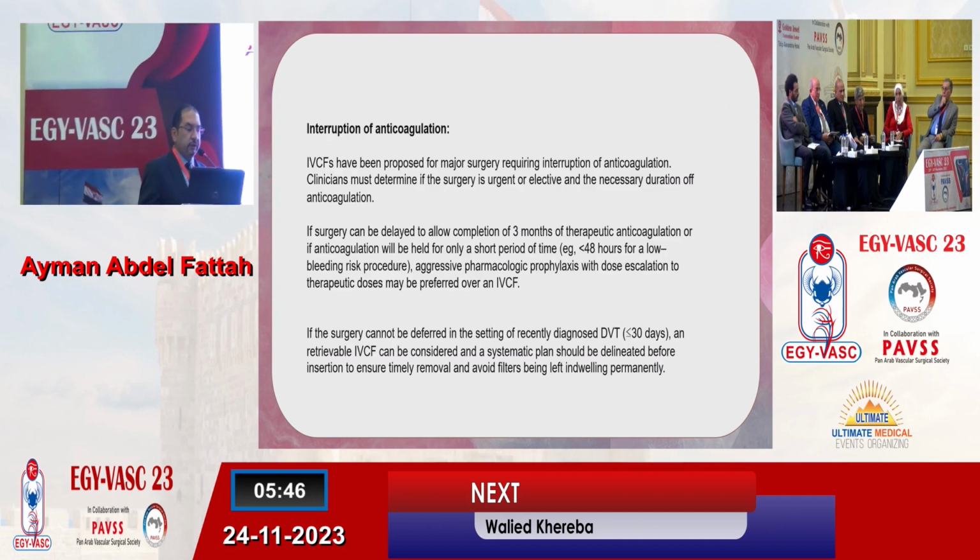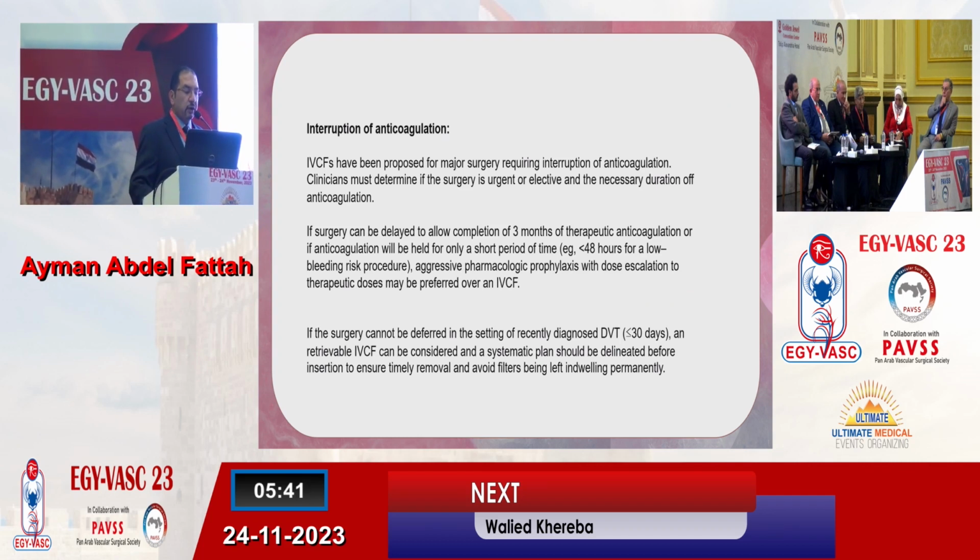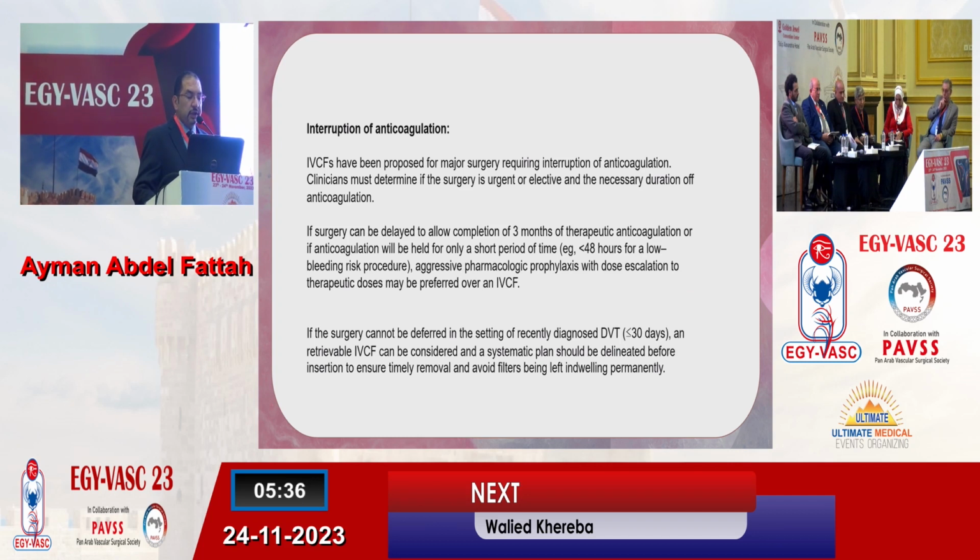Interruption of anticoagulation. IVC filter has been proposed for major surgery requiring interruption of anticoagulation, and the clinician must determine if the surgery is urgent or elective and the necessary duration of anticoagulation. If surgery can be delayed to allow completion of 3 months of therapeutic anticoagulation, or if anticoagulation will be held only for a short period of time, less than 48 hours, aggressive pharmacological prophylaxis with dose escalation to therapeutic doses may be preferred to IVC filter placement.